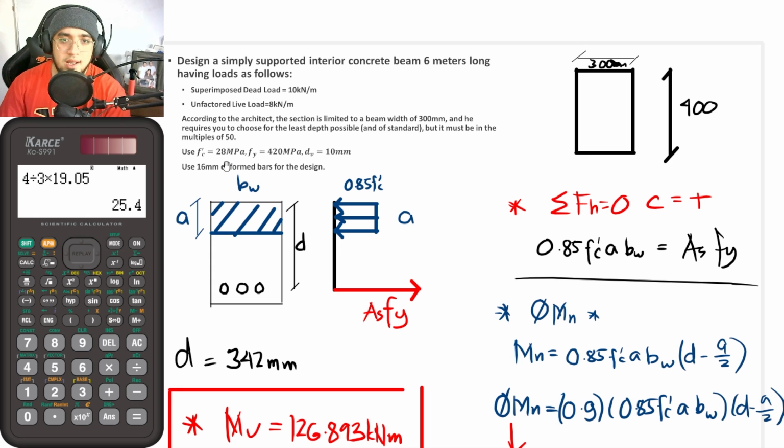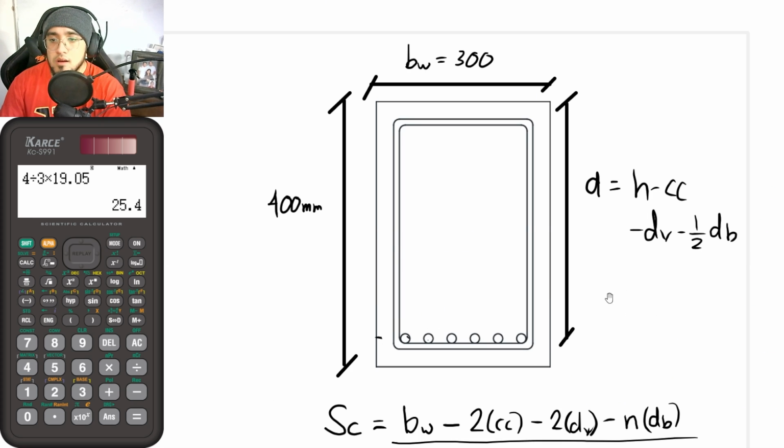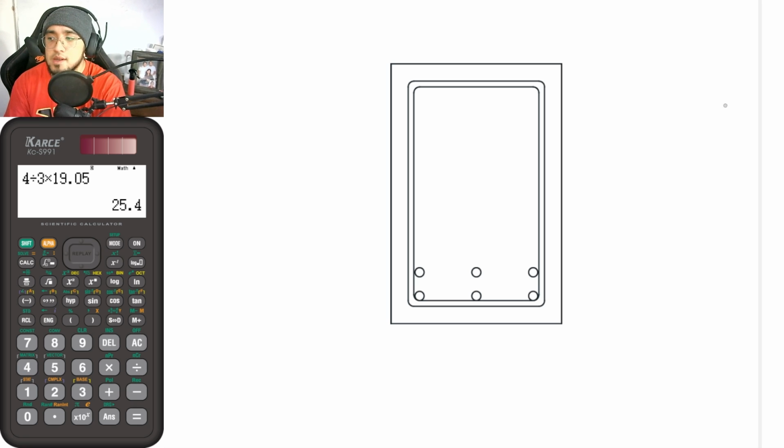But what if, in this situation, we are stuck with 16 mm? For example, we cannot really change our BW because that is the limitation of the architect. And we are to choose the least depth possible, and that is already 400 mm. So another thing that we can do is, instead of orienting it in one layer, we can have two layers of 6 pieces.